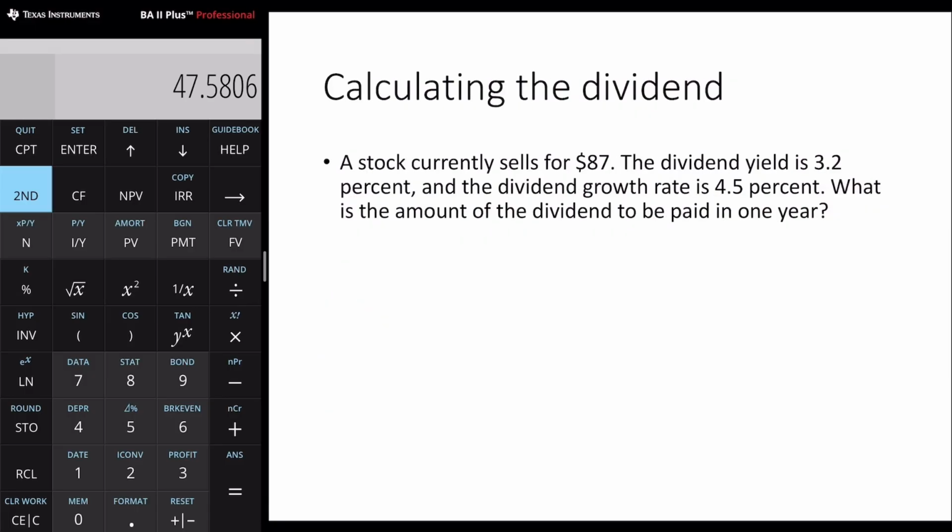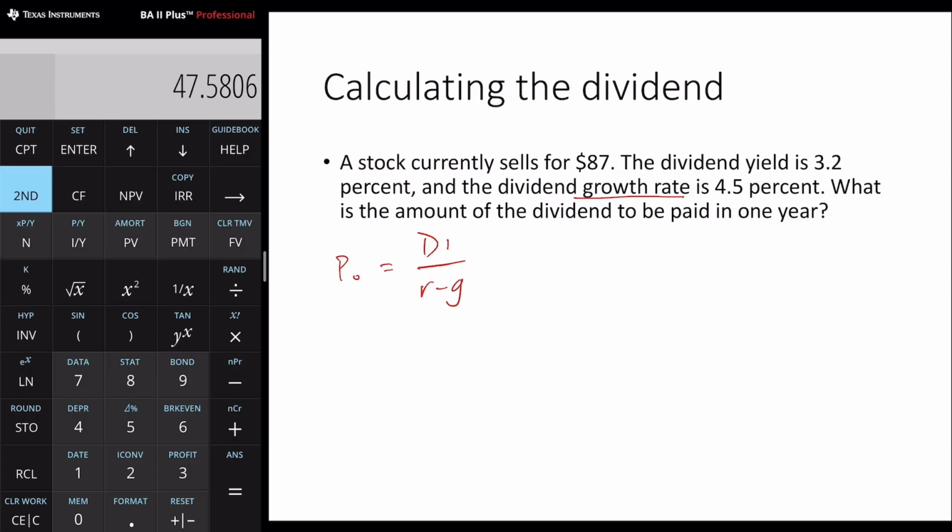All right, so let's shake it up a little bit, and this time we're going to calculate the dividend. In this case, the stock currently sells for $87. The dividend yield is 3.2%, and the dividend growth rate is 4.5%. What is the amount of the dividend to be paid in 1 year? Well, notice that we're given a dividend growth rate. So because of that, you can probably assume we're going to be using the constant dividend growth model. So let me go ahead and write that down. P0 is equal to D1 over R minus G.